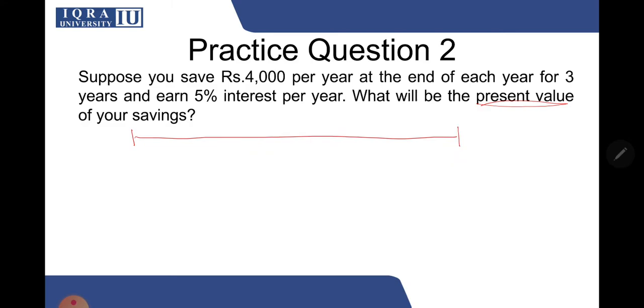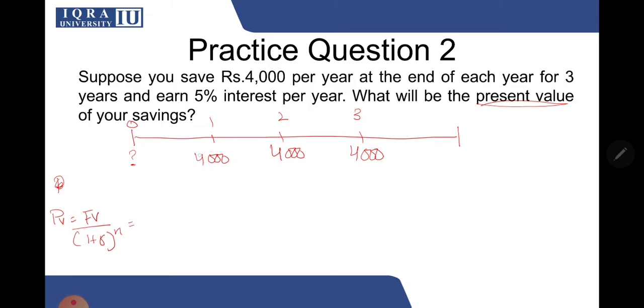I'm going to first make a timeline. So you have 4,000 at the end of each year, but now you want to find its present value. So you want to know what is the present value of these cash flows. Present value means you want to find out the value at time 0. So we're going to use the present value formula. Write it over here. So first I'm using the single cash flow formula.